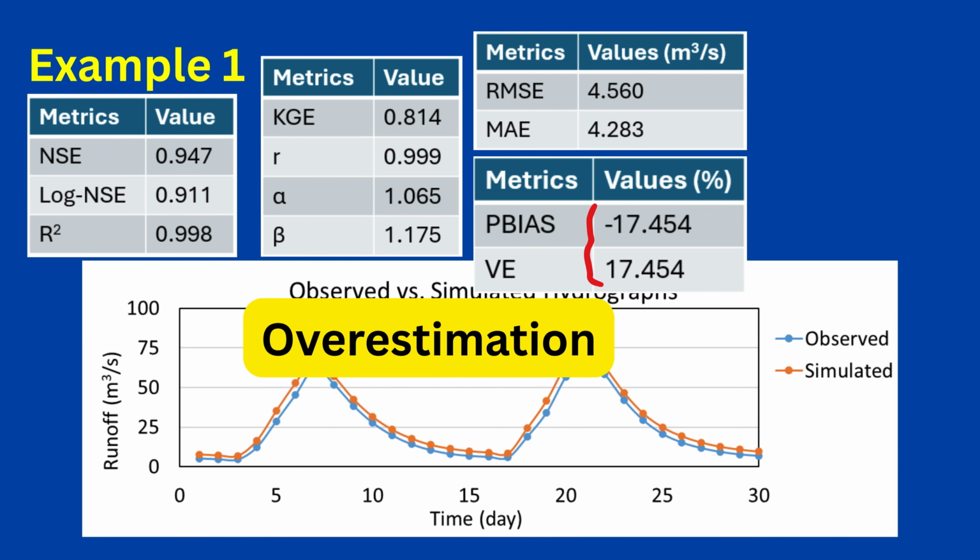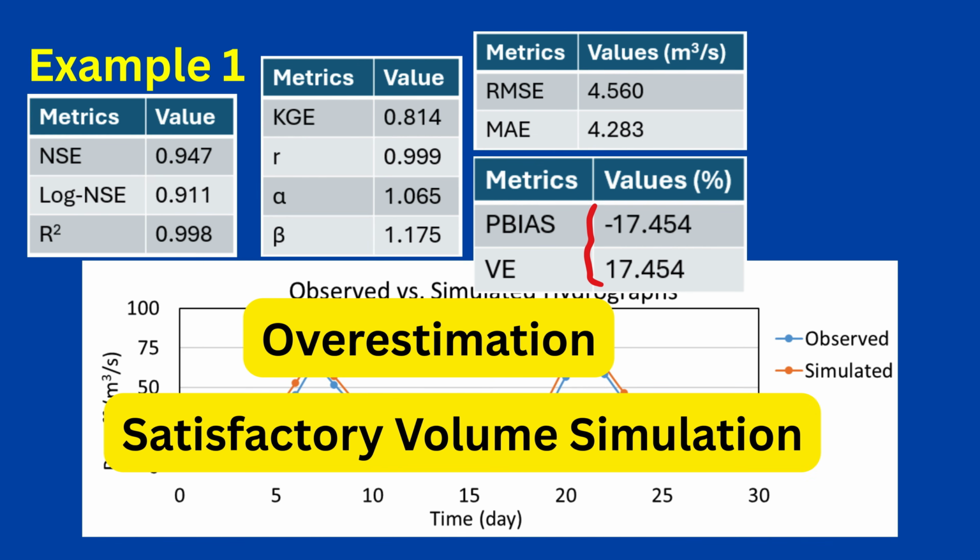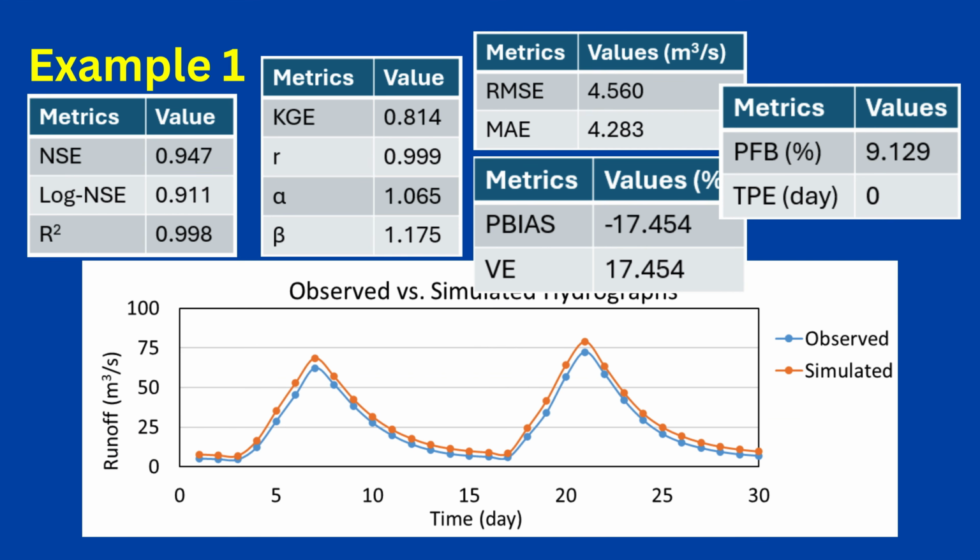The value is 17.45%. That is falling in the satisfactory category. So it's not that good, but still satisfactory. And when it comes to the peak flow bias, the value is 9.1%, relatively good. And we don't have any timing error. So the timing is perfect in this hydrograph.